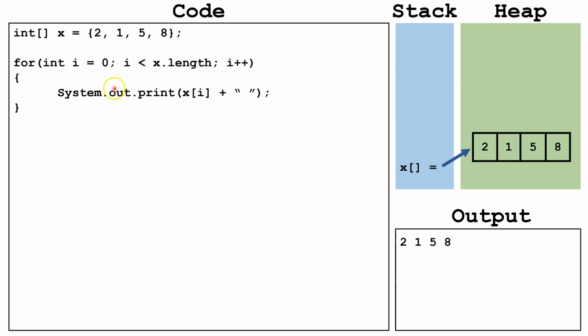Let's look at another modification. We could start out our counter i at 1. So we'd start by printing out index 1 and then continue on like that.